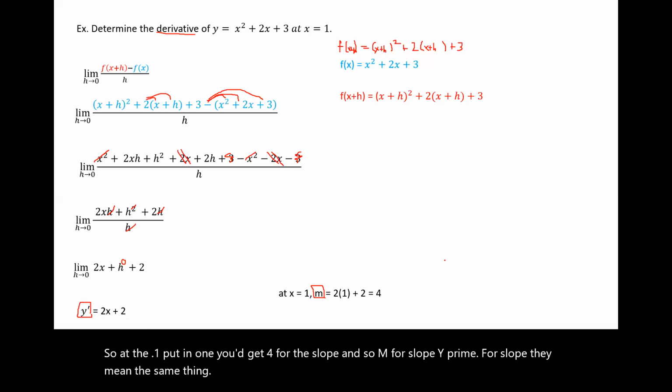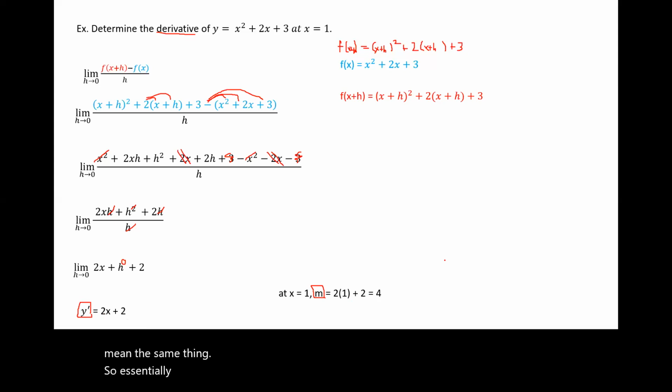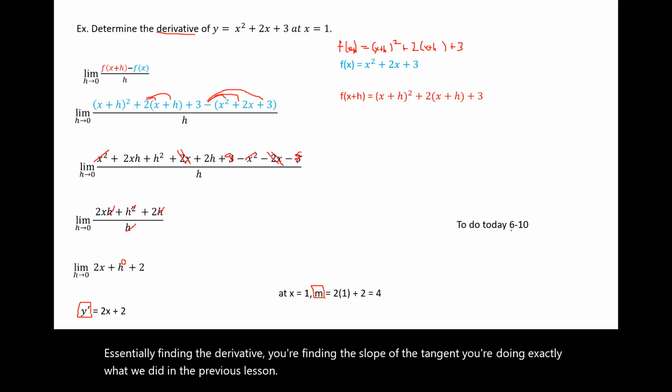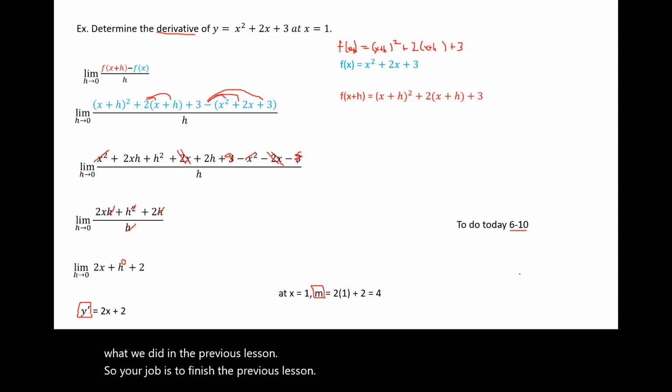So essentially, finding the derivative, you're finding the slope of the tangent, you're doing exactly what we did in the previous lesson. So your job is to finish the previous lesson. Let's get 6 to 10 done today.